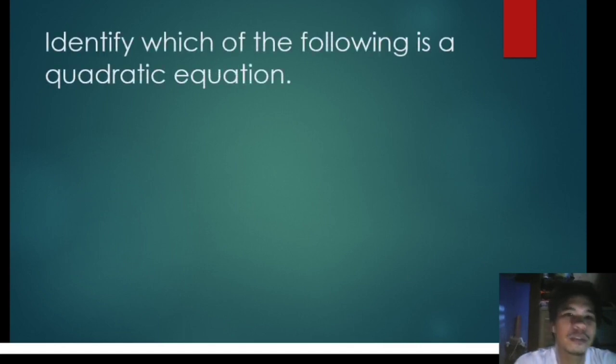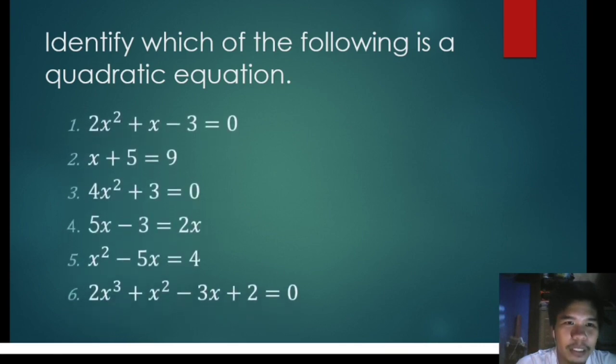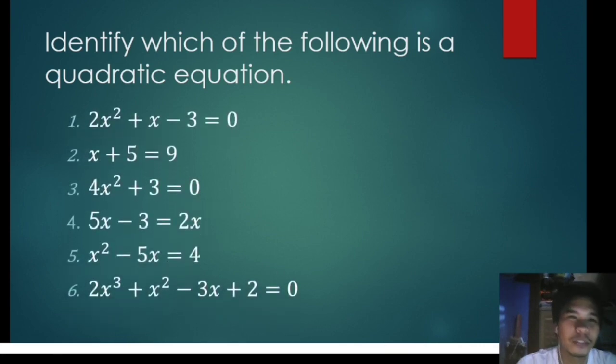So I have here examples, and what we're going to do is to identify whether the equation is considered as quadratic equation or not. I have here 6 equations. The first one is 2x squared plus x minus 3 equal to 0. Equation number 2 is x plus 5 equal to 9. Equation number 3 is 4x squared plus 3 equal to 0. Equation number 4 is 5x minus 3 equal to 2x. Equation number 5 is x squared minus 5x equal to 4. And equation number 6 is 2x cubed plus x squared minus 3x plus 2 equal to 0.